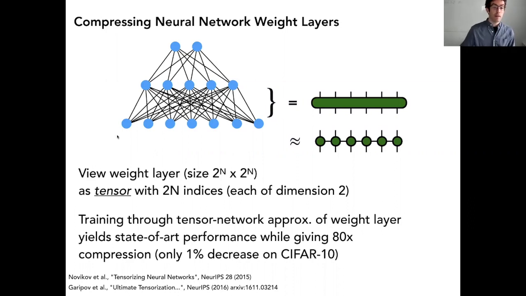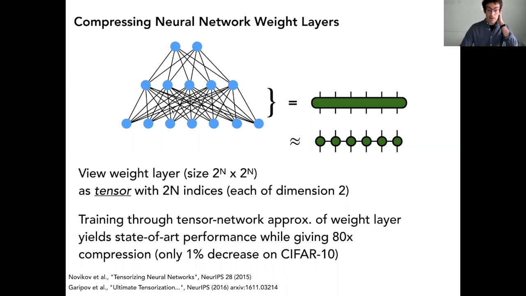So one of the applications that I've not been involved in, but I've just been watching, and I think it's really interesting, is compressing neural networks with tensor networks. So the idea is that you have some neural network, a deep neural network with multiple layers. And let's say we want to take one of the layers to be really big, very wide.